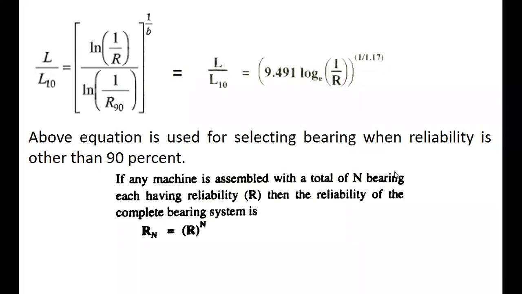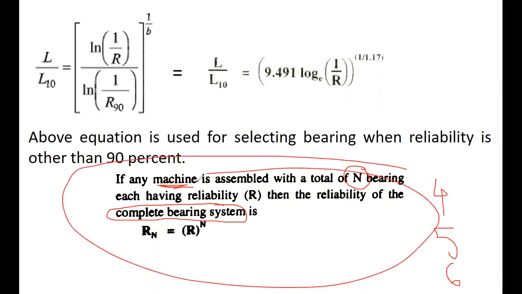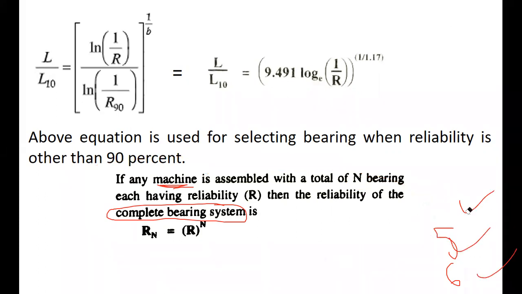Now, what if in a numerical it is asked to find out the reliability of a complete bearing system? A complete bearing system is a machine which is assembled with, other than just one bearing, 4 bearings, 5 bearings, or 6 bearings. Then you would be told to find out the reliability of this complete system. Suppose the number of bearings in this system is 4, then you will find out the reliability of 4 bearings.